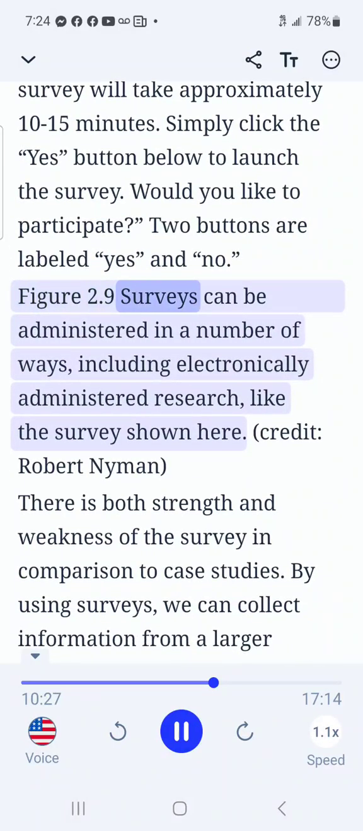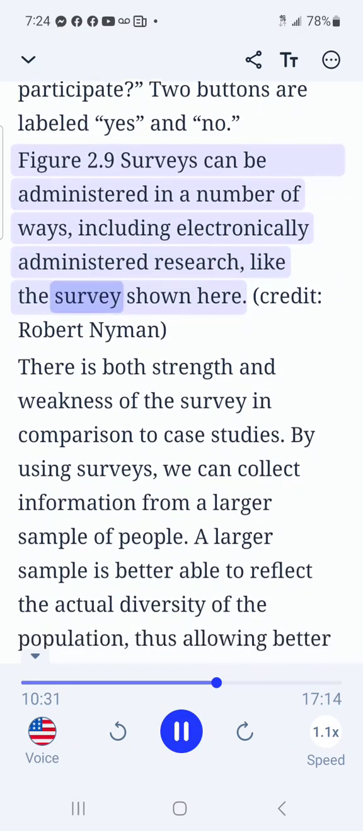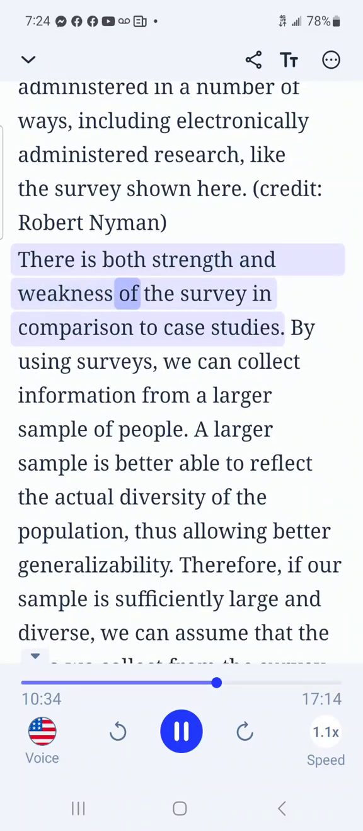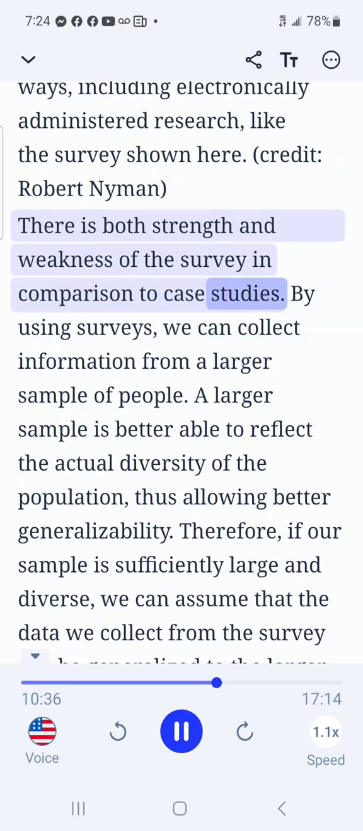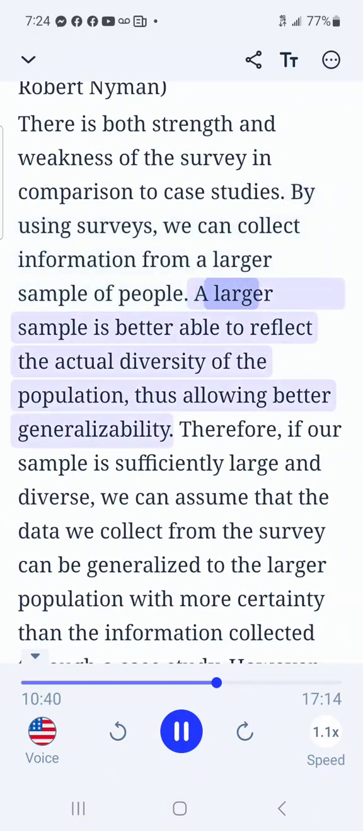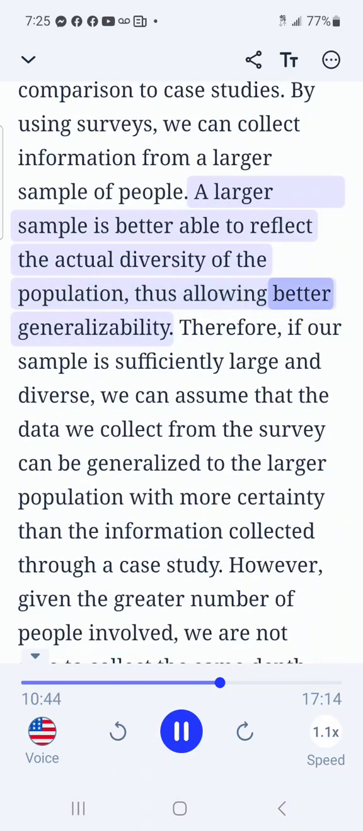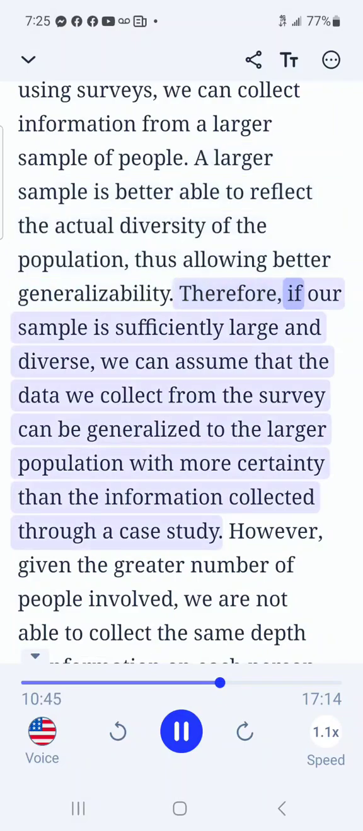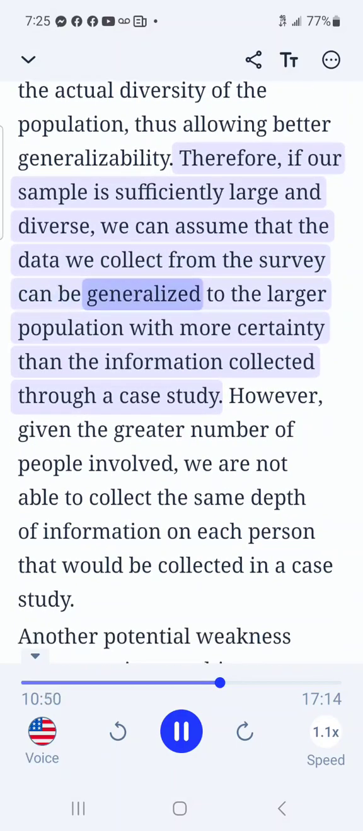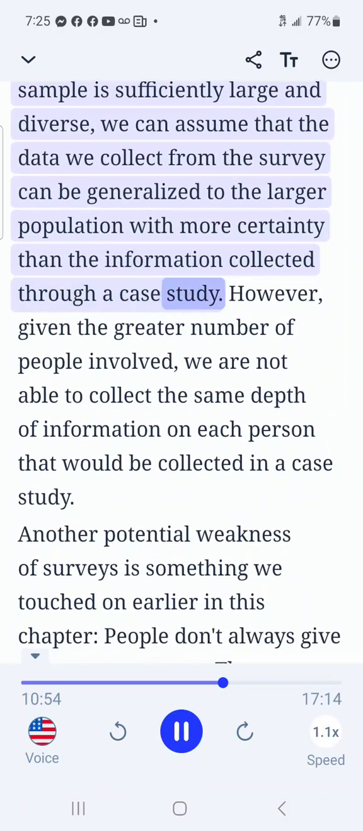Figure 2.9. Surveys can be administered in a number of ways, including electronically administered research, like the survey shown here. Credit: Robert Nyman. There is both strength and weakness of the survey in comparison to case studies. By using surveys, we can collect information from a larger sample of people. A larger sample is better able to reflect the actual diversity of the population, thus allowing better generalizability. Therefore, if our sample is sufficiently large and diverse, we can assume that the data we collect from the survey can be generalized to the larger population with more certainty than the information collected through a case study.